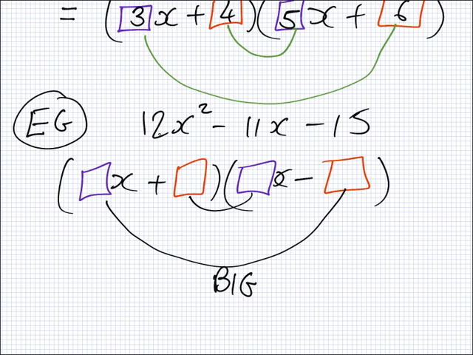All right, what could make 12? 3 and 4. Yeah, let's try 4 and 3. And 15? 5 and 3. 5 here, and 3 here maybe. Right, 4 times 5? 20. Plus minus 20, isn't it? Yeah. So that's minus 20. And then 3 times 3? 9. Add them together. 11. You got it.